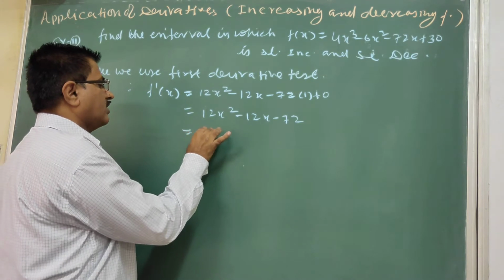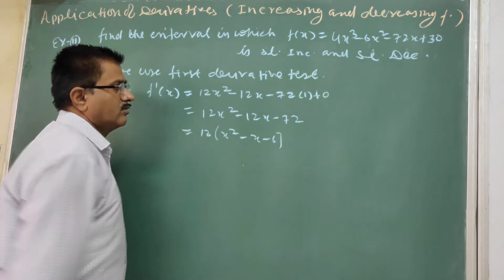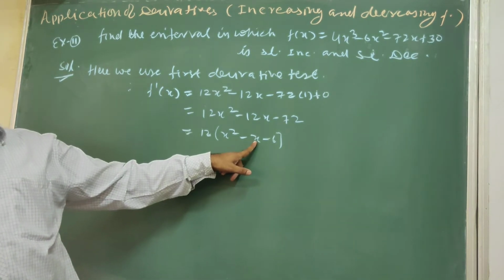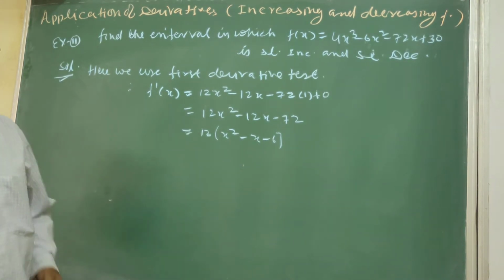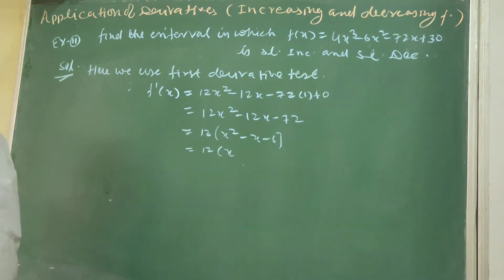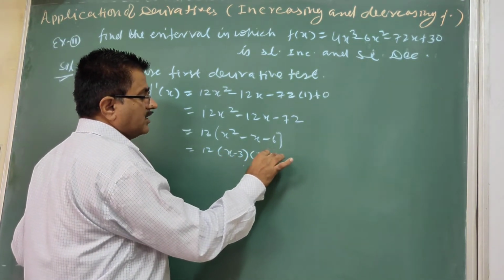So now we have to try to find the factor of this. So you can take 12 as common. So what we get, x square minus x minus 6. Now if you split the middle term, minus 3x and plus 2x, and take common, we can write the factor directly, because we already know in 10th or 11th class how to find the factor by splitting the middle term. So 12 into x minus 3 into x plus 2.